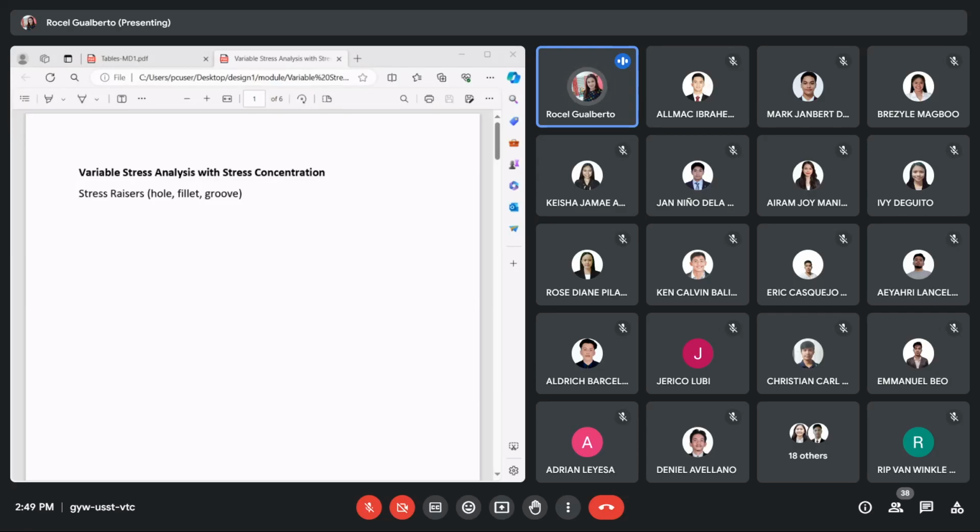with stress concentration. Okay? So, how do you know kapag meron po na stress concentration? Only if the member comes with surface discontinuity, which are what we call the stress raisers. Okay? So, stress raisers, that includes the hole, the fillet, and the groove. Okay? So, sample po nun. So, for example, we have here po our machine member.